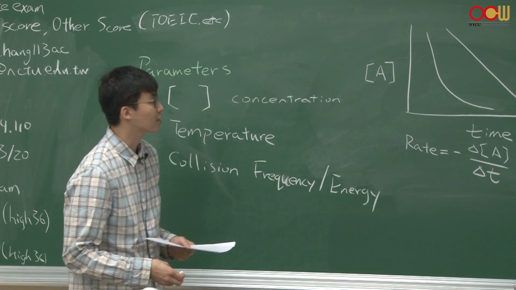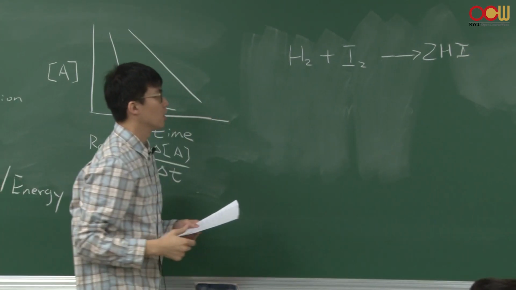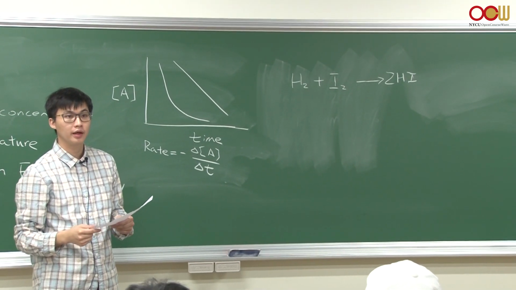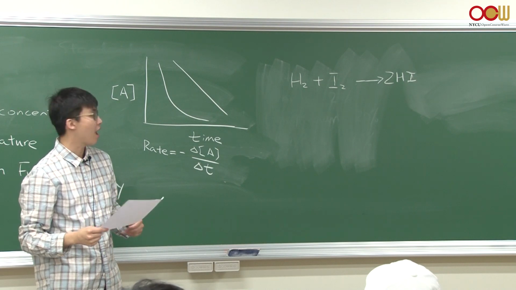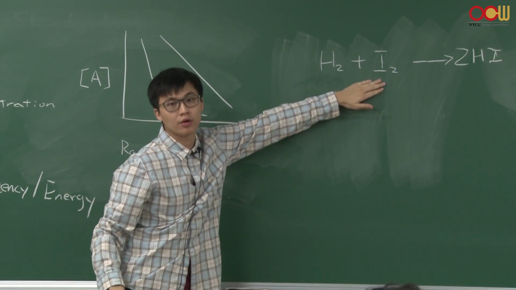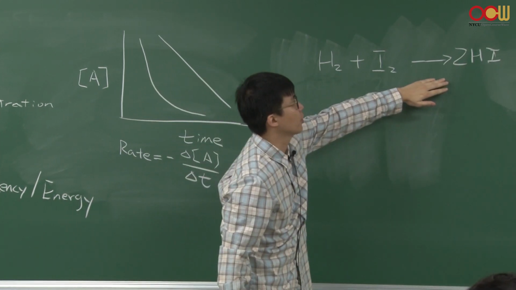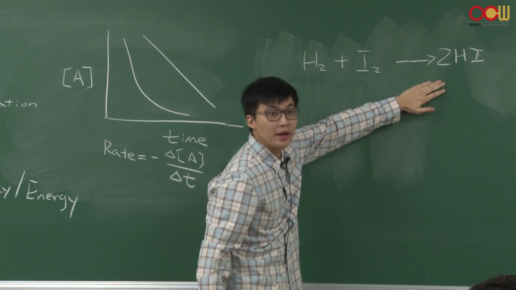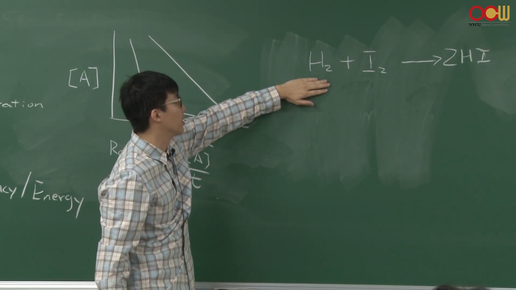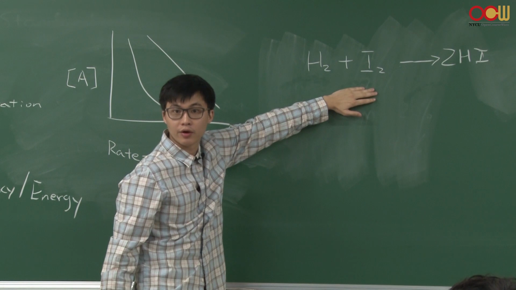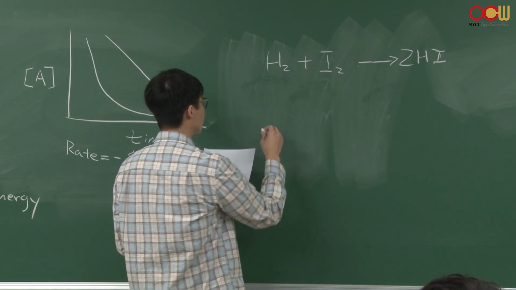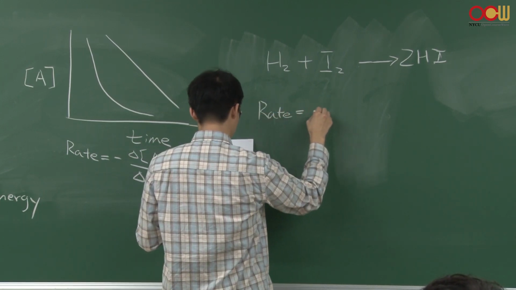Let's look at a simple reaction. This is a balanced equation of hydrogen reacting with iodine forming HI, right? So we know that when we lose every one molecule of hydrogen and one molecule of iodine, we generate two molecules of HI. So the formation of HI is twice as fast, 2 times faster than H2 and I2. Everybody agree? Okay?